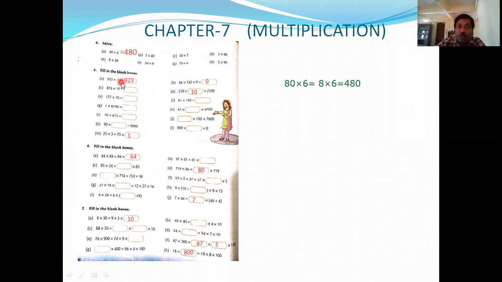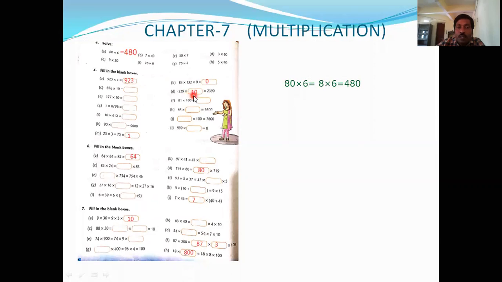It is multiplied by 1. We get the same number. This is 923. But now in question number B, here we see 0 as a product. Now when we multiply any number by 0, we get 0.